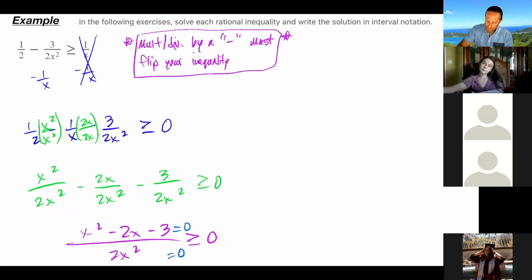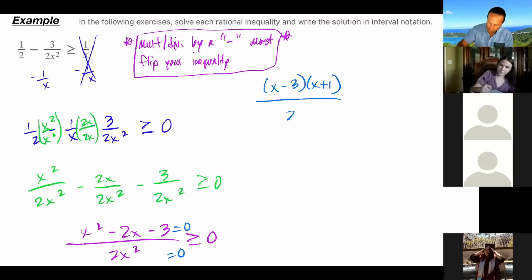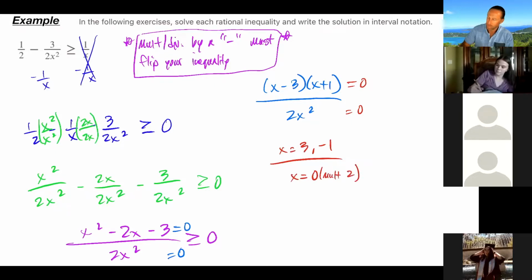Okay, so the last thing we're going to do is set this top, which I'm going to go ahead and factor, and this bottom, which already is factored, each equal to 0. So on the top, I get an x of 0 of 3 and negative 1. On the bottom, I get an x of 0, but with the multiplicity of 2. Do you guys see that?